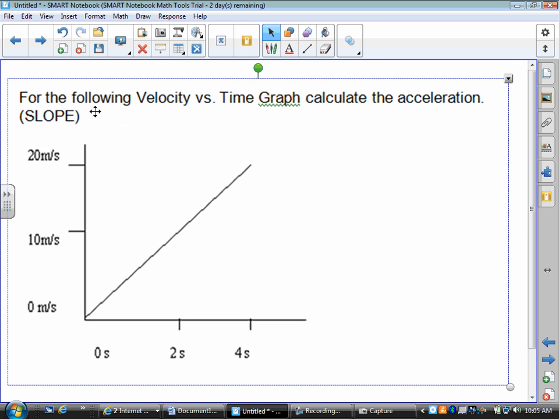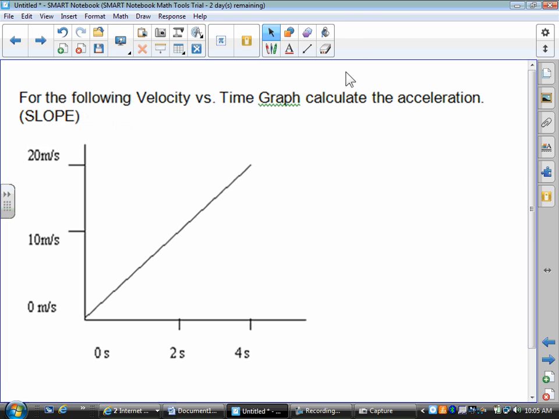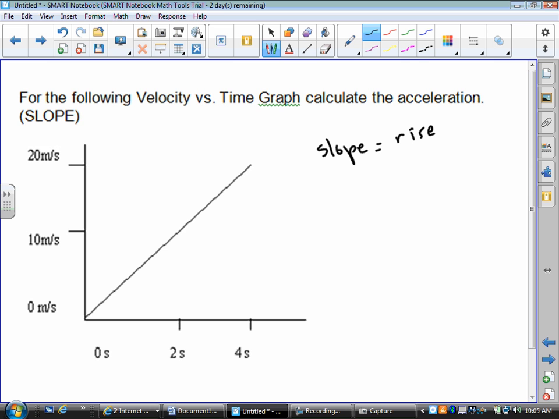All right, so for the following velocity versus time graph, calculate the acceleration or the slope. So for this case, you're going to have some time to finish the homework, so don't worry about it right now. It would be rise over run. Remember, slope is equal to rise over run. So in this case, if I was trying to find the slope of this graph, what would be some convenient points to pick to find the rise over run?